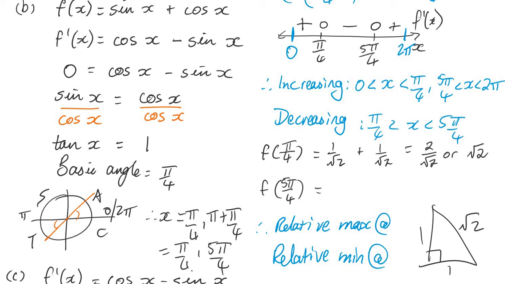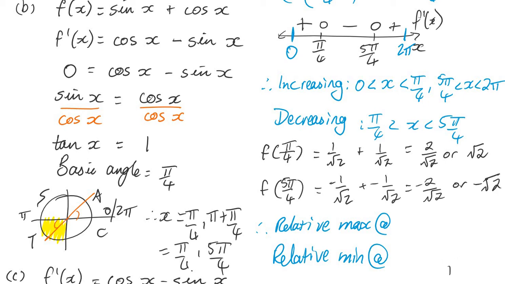Five pi on 4. Well, this time we're in this quadrant here. Sine and cos are both negative there. So we have negative 1 on root 2 plus negative 1 on root 2, which is negative 2 on root 2, or negative root 2. Okay, so we now have a relative maximum. How do I tell which one's the maximum? Increasing, 0, decreasing. There's our maximum at pi on 4. Decreasing, 0, increasing. There's our minimum at 5 pi on 4.